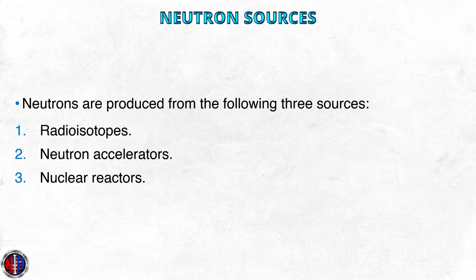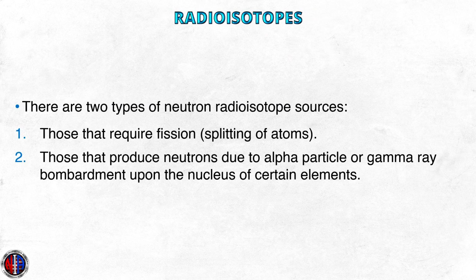Neutron sources. As might be expected, a source of neutrons is required to conduct neutron radiography. Neutrons are produced from the following three sources: radioisotopes, neutron accelerators, and nuclear reactors. Radioisotopes. As we mentioned in radiographic testing, the number of protons in the nucleus defines the element. An atom with 1 proton is a hydrogen atom, whereas an atom with 6 protons is a carbon atom.